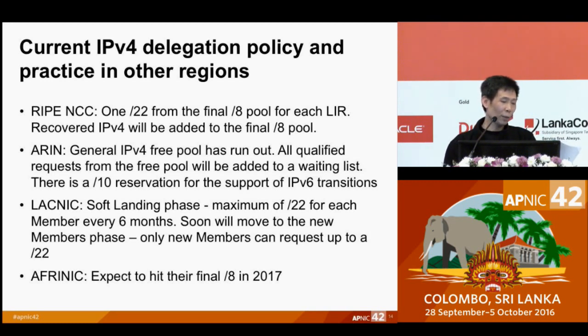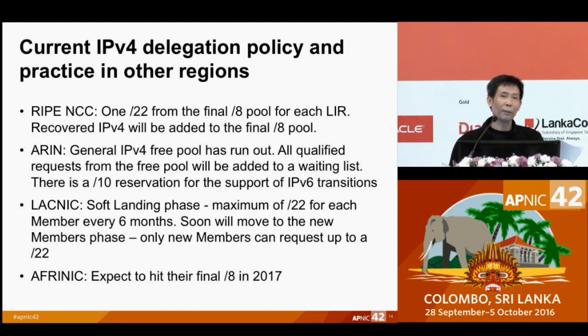LACNIC, they don't have a final /8 policy. They just let the general free pool run out. Qualified requests will be put on the waiting list and allocated from the recovered pool.